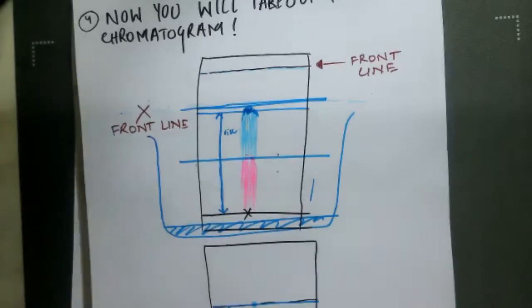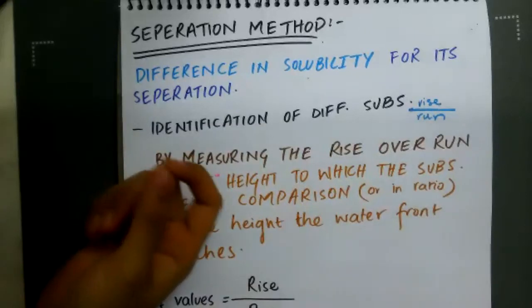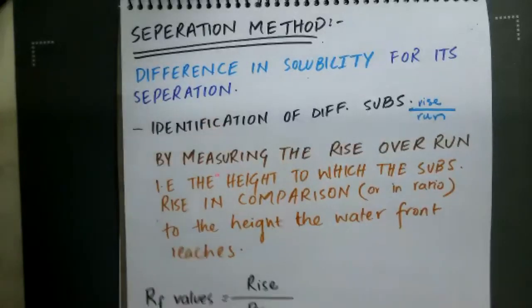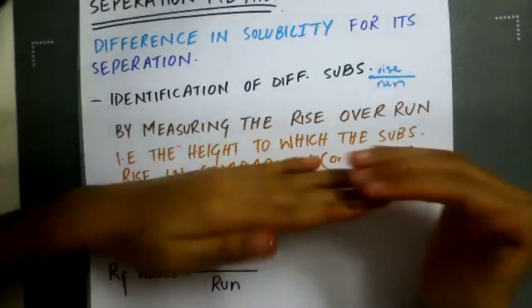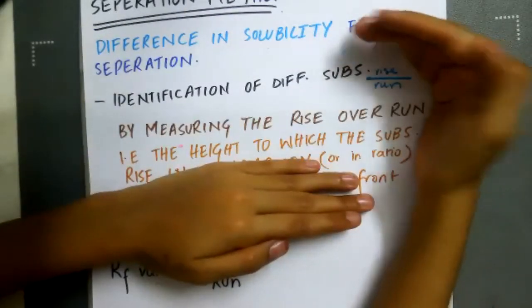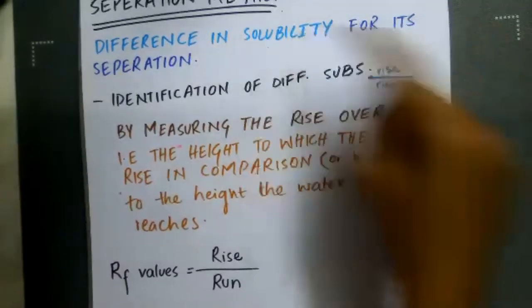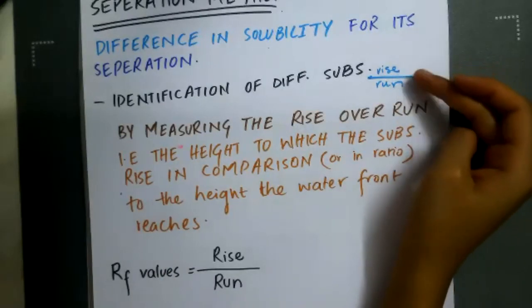Okay, so because we use chromatography for identification of substances, that's why we need one value that is unique to one substance. So that is the ratio between the level to which the colored pigment rose and the solvent front, the run of the solvent. So that's the ratio between these two values, which is unique for one substance. So that is the RF value, and we calculate that by rise over run.